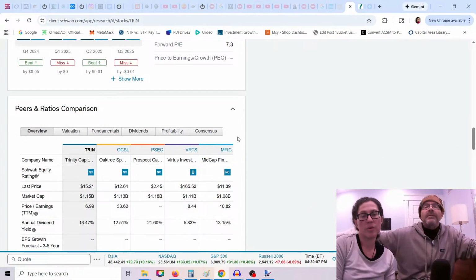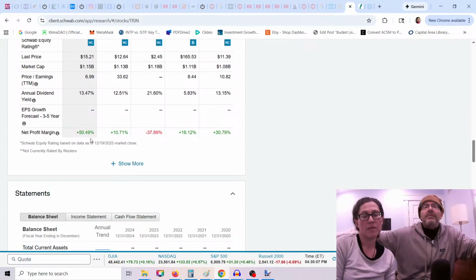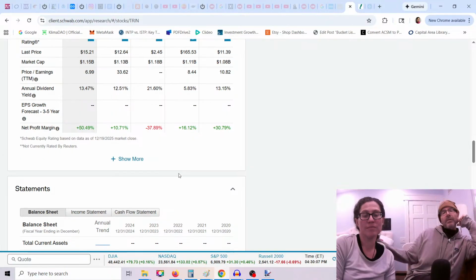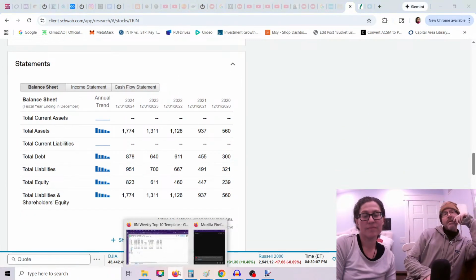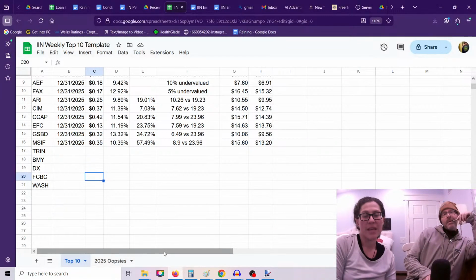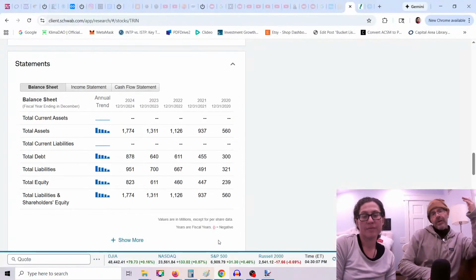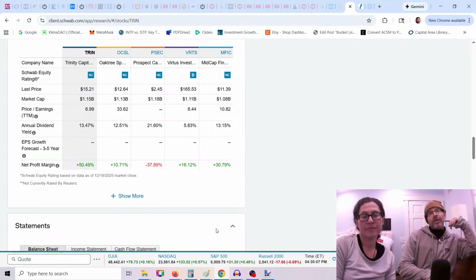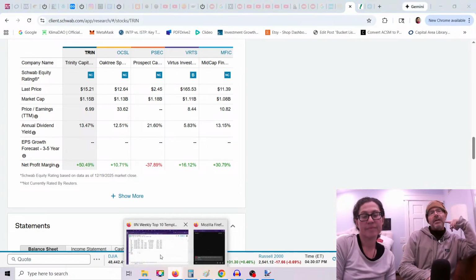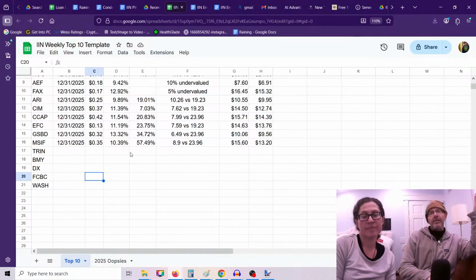GAAP PE 73. 50% profit margin. And that one goes on our list. Yeah. I remember we were talking about this before. I said all this one does is just print money for me. And I don't know anyone else that talks about Trinity Capital.